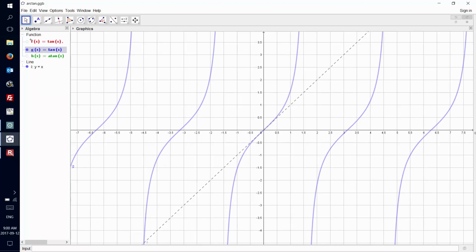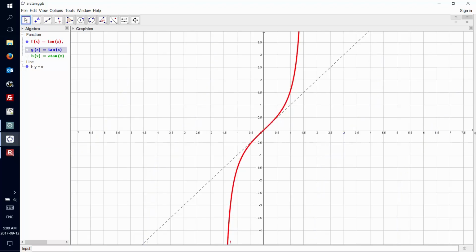But if we just choose one of these pieces, so we choose this one in the middle here, that is the tangent function for x going from minus pi over 2 to plus pi over 2, and you notice that the y values go from minus infinity to plus infinity, right? The tangent function has a couple of vertical asymptotes.